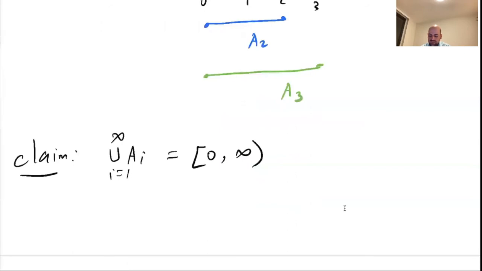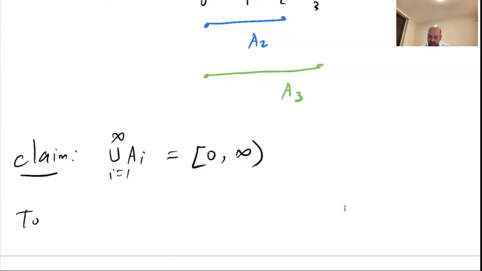Now, how can I prove this? I want to show that these two sets are equal to each other. How can I show that two sets are equal to each other? We said in the beginning of today, and also last time, that we can take an element of the left-hand side and show that it has to be in the right-hand side, and take an element of the right-hand side and show that it has to be in the left-hand side.